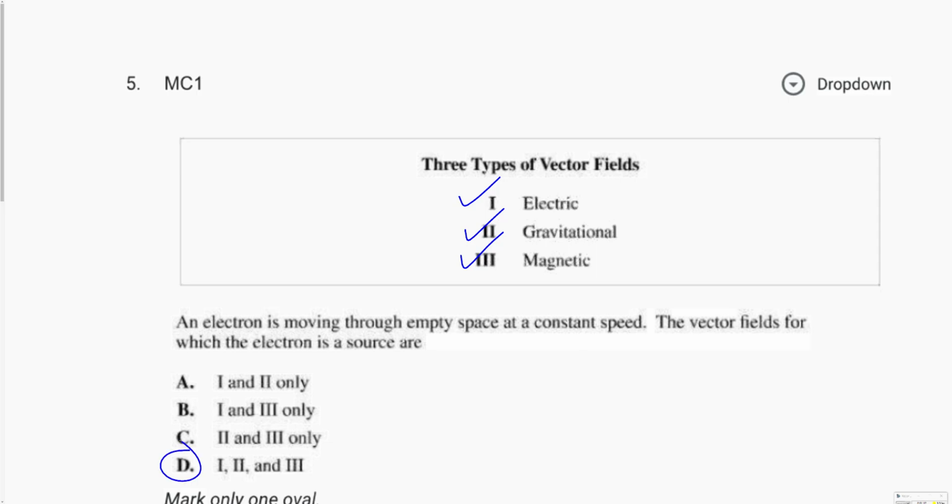If we change this question to say an electron is at rest, then the answer would be A. An electric field and a gravitational field would still be produced, but a magnetic field would not be produced at that point.